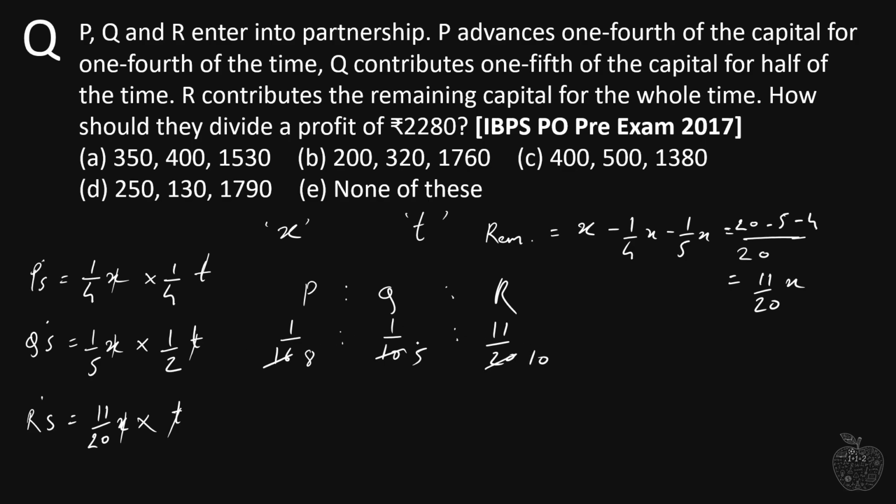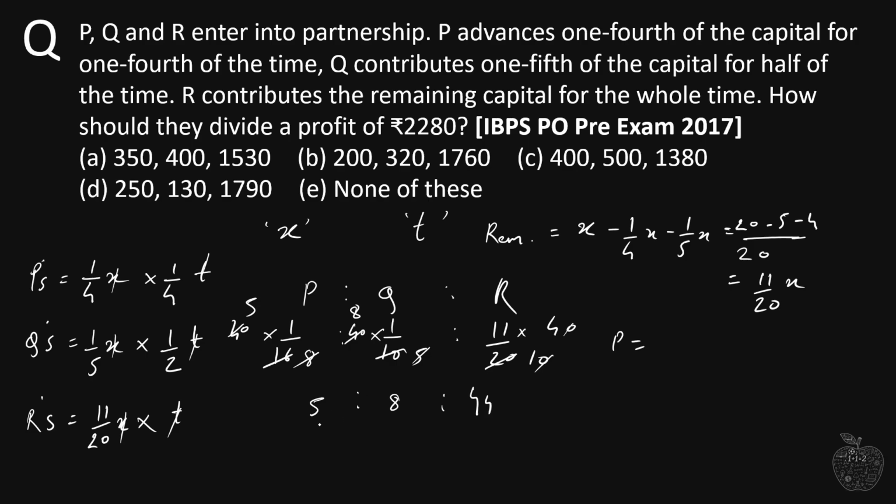Now let's multiply all these three with 40, because the LCM of 8, 5 and 10 will be 40, and we are multiplying with 40 to get rid of the denominator. So let's multiply the entire thing with 40. We get 8 5s are 40, 5 8s are 40, and 10 4s are 40. So we get 5 1s are 5 is to 8 1s are 8 is to 4 into 11, which will be 44. So profit will be distributed among P, Q and R in the ratio 5 is to 8 is to 44.